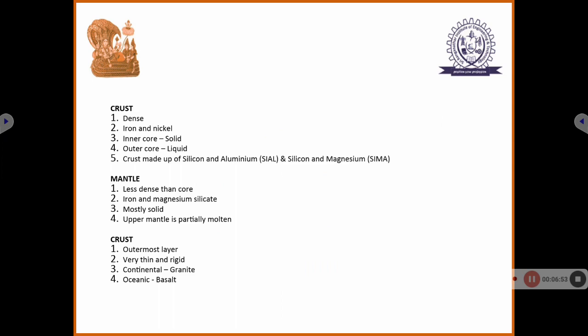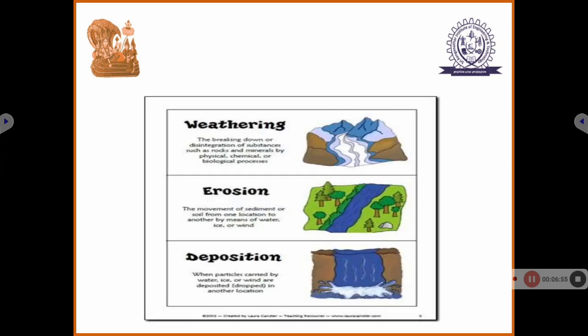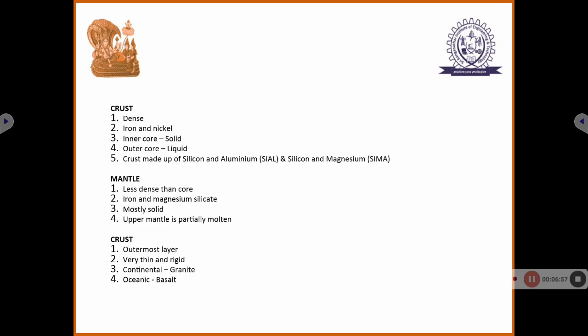Next, the mantle. Now, the mantle is less than the core, and its contents are iron and magnesium silicate, and mostly it is solid, and the upper mantle is partially molten. Now, next comes the outermost layer, very thin and rigid. It is granite and it is basalt. Okay.